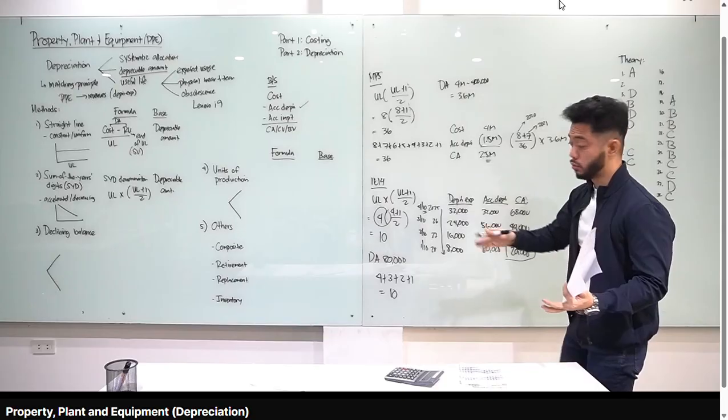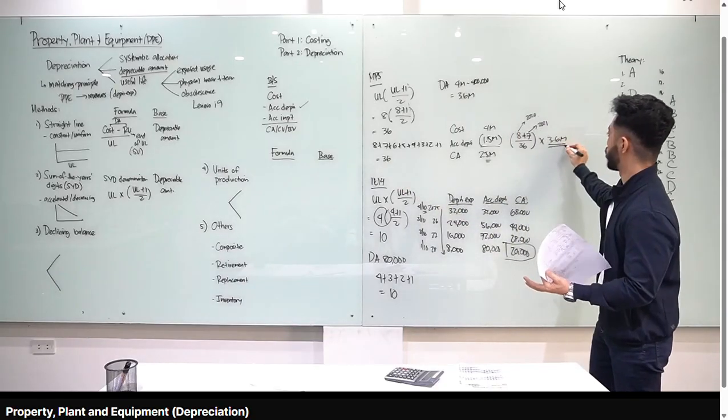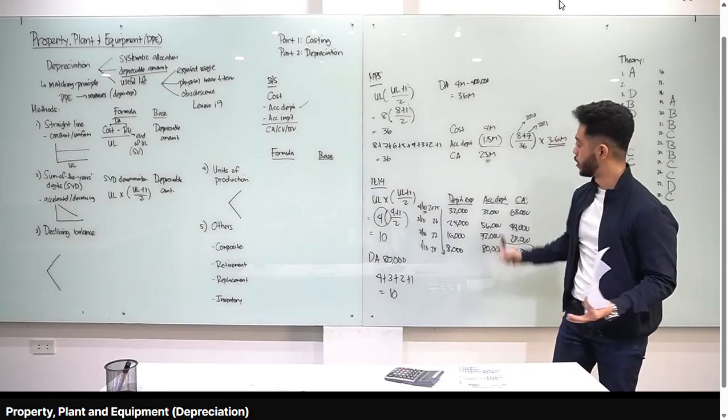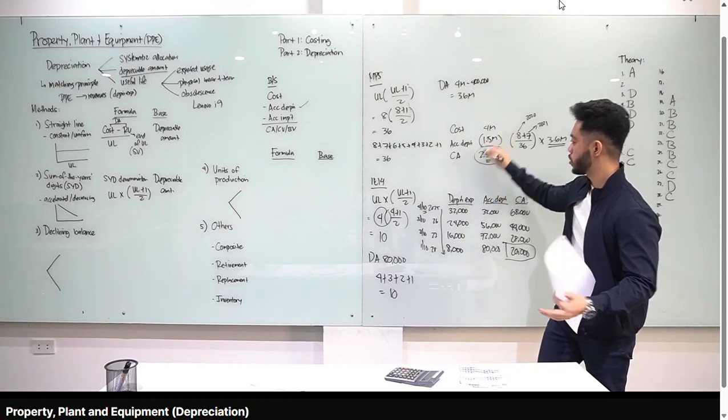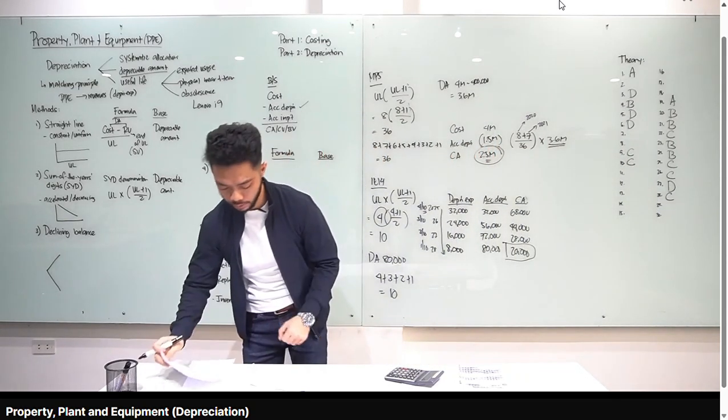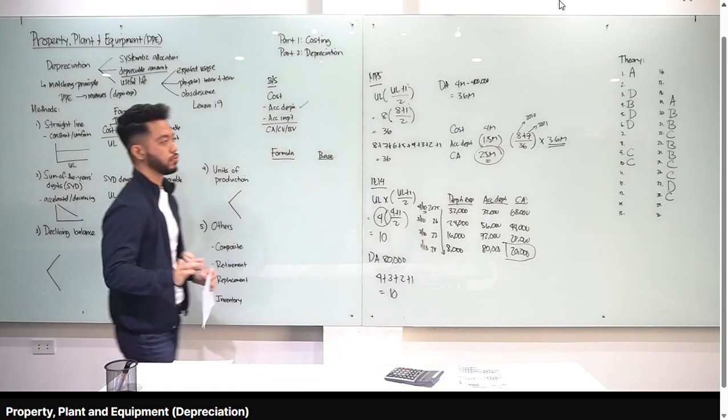Over 36, yung denominator natin, multiply ko sa depreciable amount, which is cost minus residual value. Okay? Kuha ko dito, class, cost. Take note, ang tanong is carrying amount. So, cost minus accumulated depreciation, carrying amount mo, 2.5 million. Okay. Let's now move on to the third method.